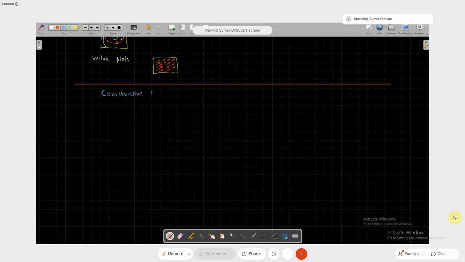Conservative body force field. What is a conservative body force field? It has characteristics. Number one, it can be expressed as a gradient of a scalar potential. If a certain force field can be expressed in terms of the gradient of a potential, then it is a conservative body force field.